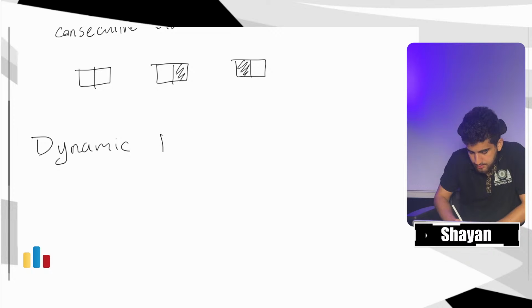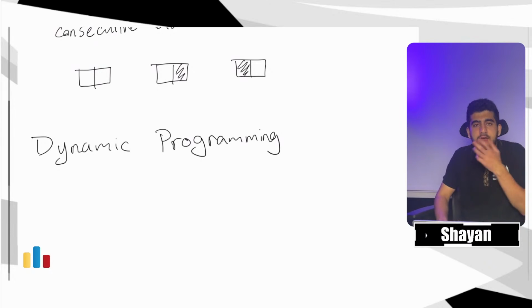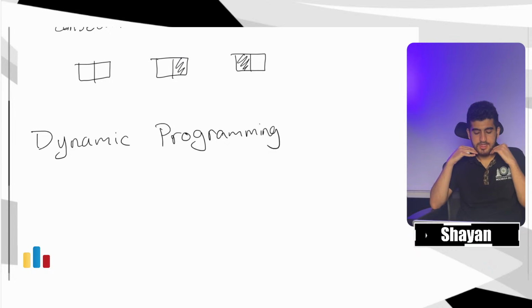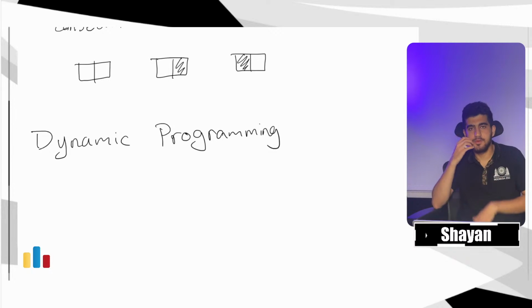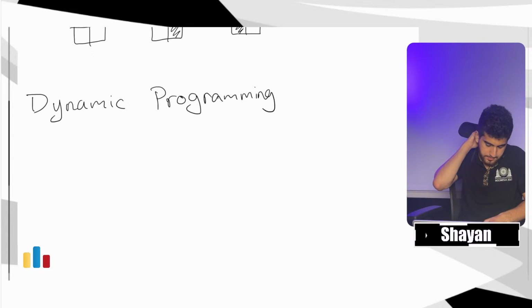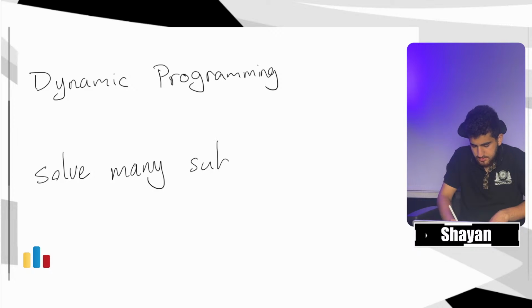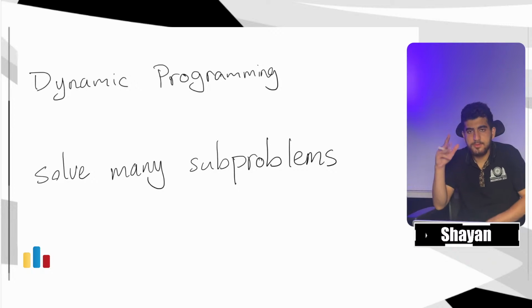And what does dynamic programming say? Dynamic programming says that when you have a problem, let's divide it into smaller sub-problems. Let's divide it into many smaller sub-problems and solve all of those sub-problems instead of just solving that one instance that you have. So we are going to solve many sub-problems instead of solving just that problem that we have.